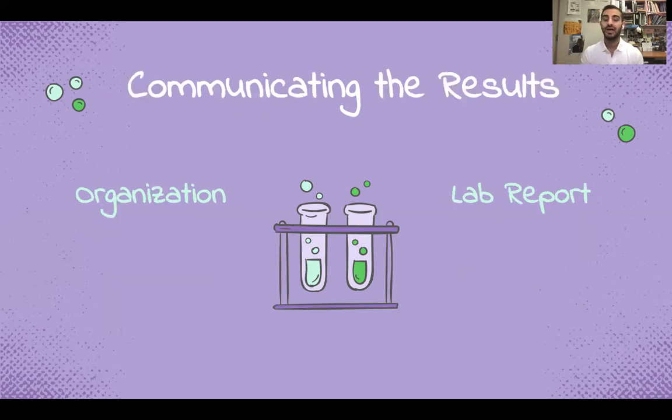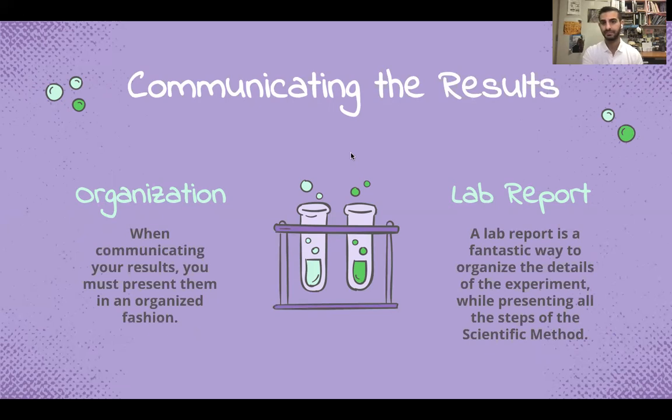And finally, the last step of the scientific method is communicating the results. Organization, super important. When communicating your results, you must present them in an organized fashion. No one's going to want to read or replicate or consider your experiment if it's messy. I mean, I will, because I'm just a nice person. But that doesn't mean someone else won't say no. And then we'll talk about lab reports next week. A lab report is a fantastic way to organize the details of the experiment while presenting all the steps of the scientific method.